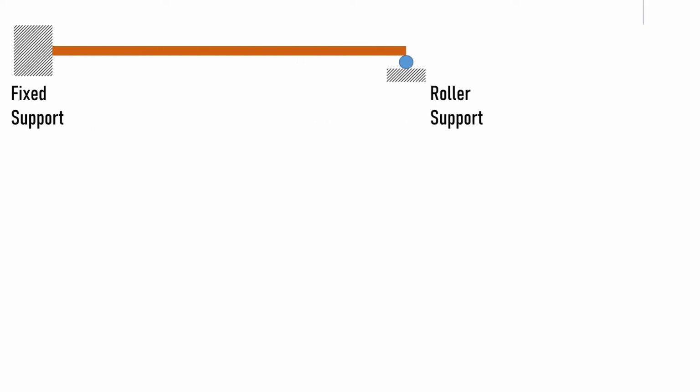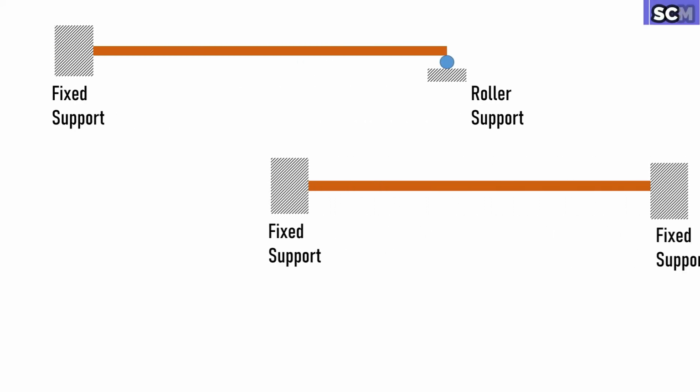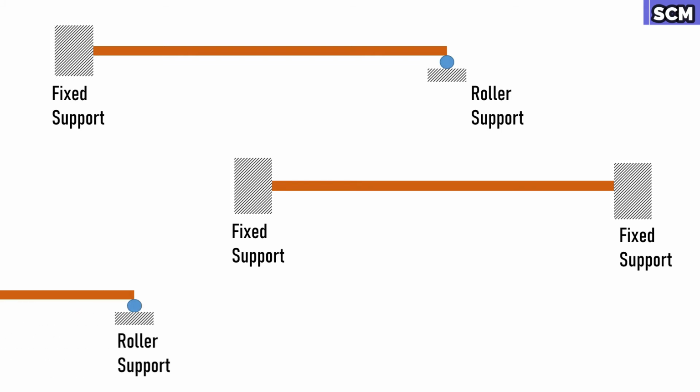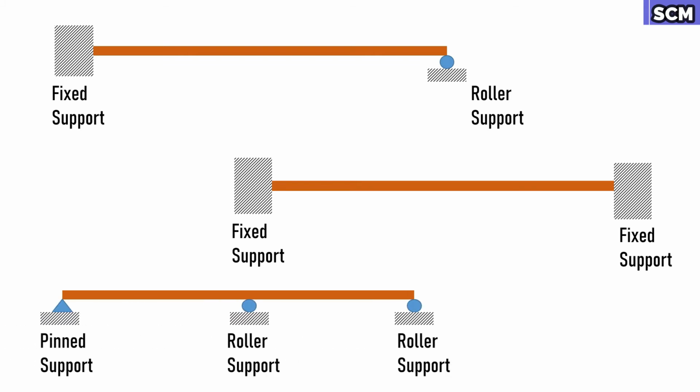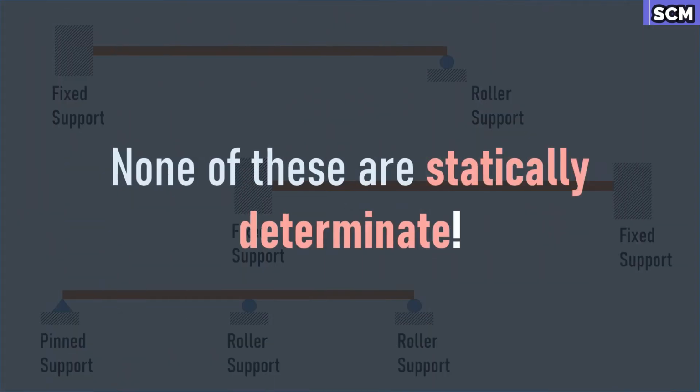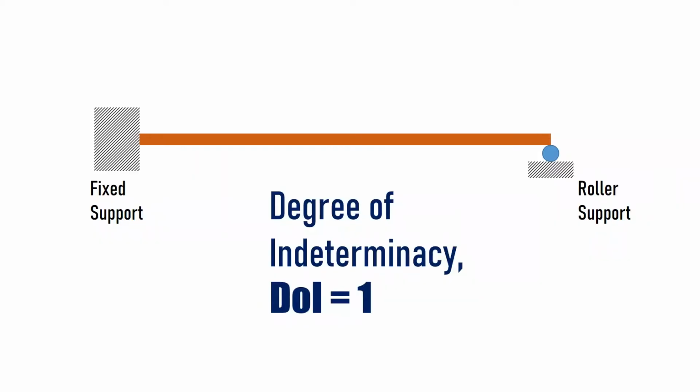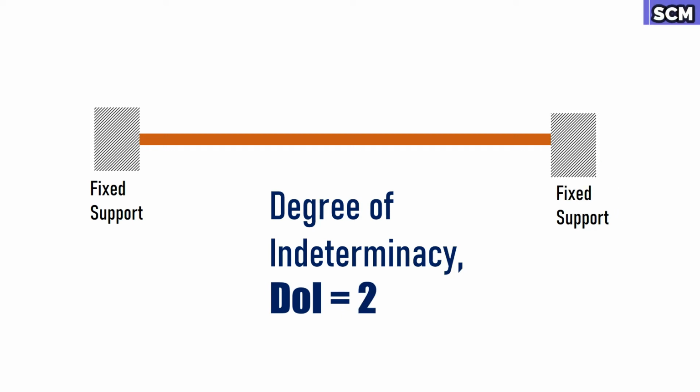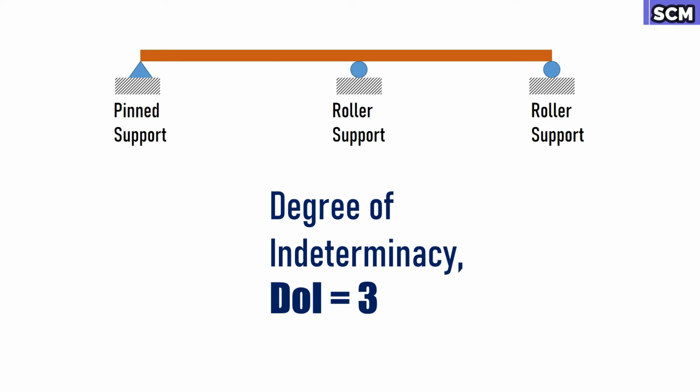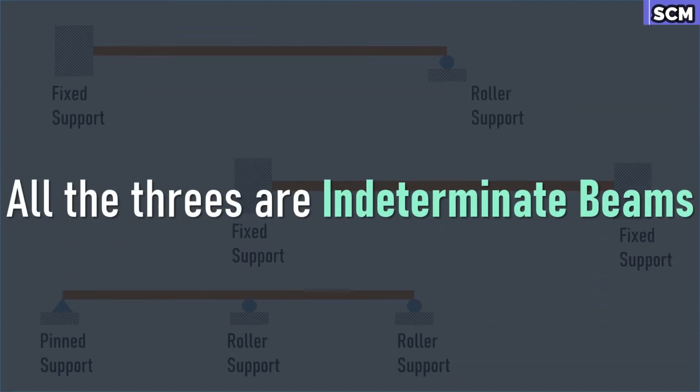But what about this beam? This beam, or this beam? Is any one of them statically determinate? Of course not, because all of them have got some degree of indeterminacy. 1, 2 and 3. Oh sorry, it's 1. All of the 3 beams are indeterminate beams.